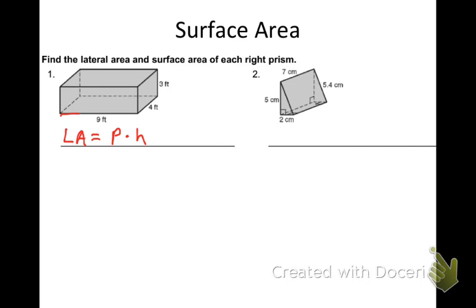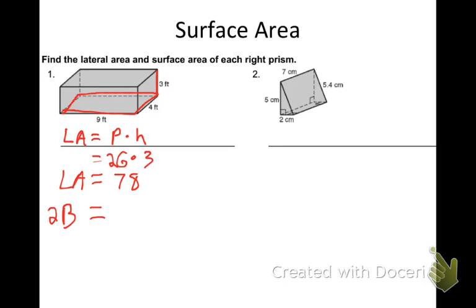What's the perimeter of the bottom of this rectangle? 9 plus 4 plus 9 plus 4, so that's 26 times, what's my height? 3. So 26 times 3 gives me a lateral area of 78. Does everybody see how we get 78 there? Yes. The perimeter of the bottom times the height. That's the lateral area.